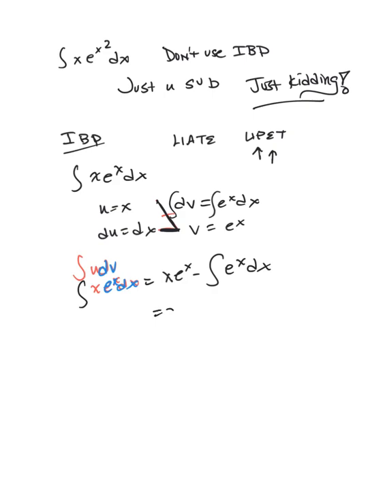So therefore we get x e to the x minus e to the x plus c. That's the antiderivative. Okay, that's example 1. Let's take a look at example 2.